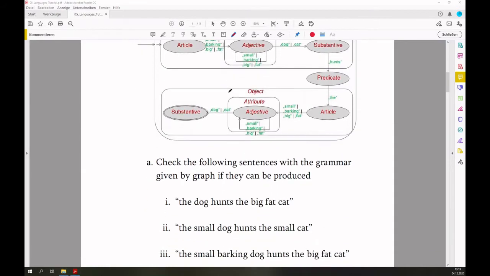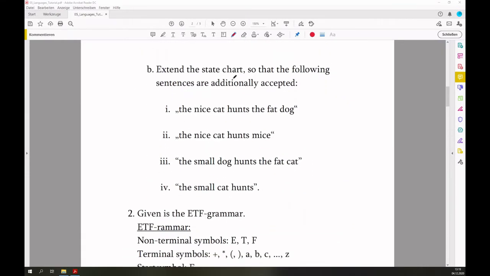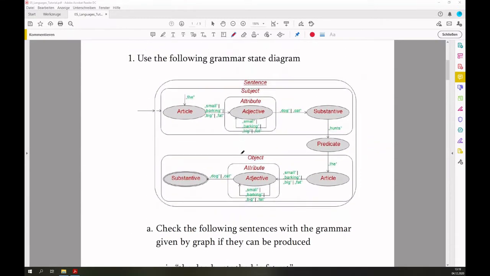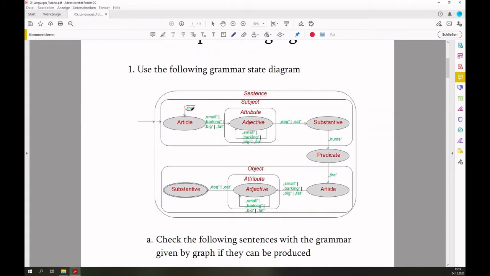So let's have a look. Extend the state chart so that the following sentence is additionally accepted: the nice cat hunts the fat dog. So what do we need? Let's go back to this graph. Let's start with the, and then we need nice. Well, we don't have it here. So one way is to add an additional edge and write nice to here, so that this is an additional edge.